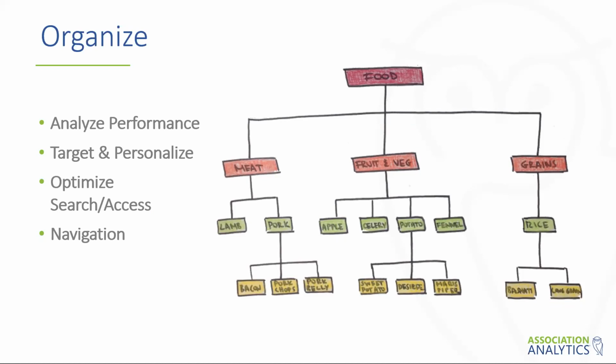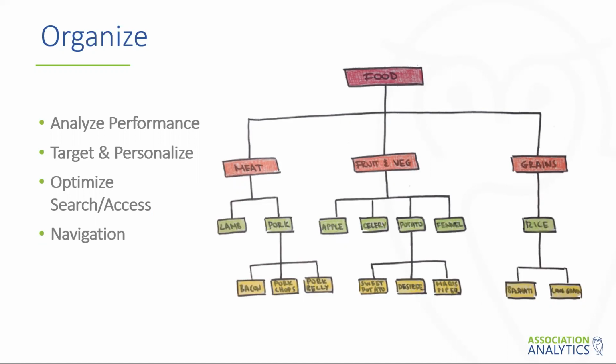For our purposes, the most important one is analyzing performance, right? If you think about your product hierarchy or your events hierarchy, you want to be able to look at specific categories and types of events or content to assess their performance relative to others. Likewise, you want to assess that performance with different segments of your audience as well, right? So you can also target and personalize based on those tags in that taxonomy.